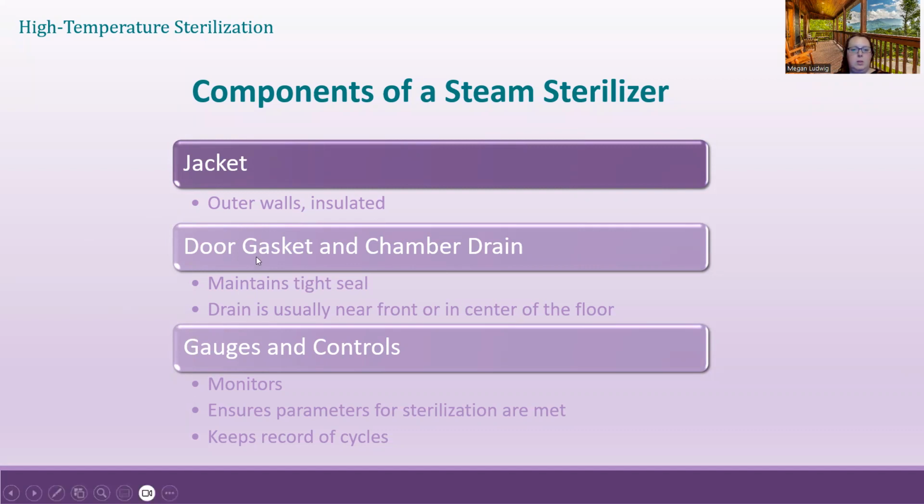And the drain, this is important, is usually near the front or center of the floor. So any steam or water would go down that drain. Gauges and controls, you obviously have to monitor what's happening inside. This is how you make sure the parameters for sterilization were met. Remember that temperature will be on there, pressure is going to be listed, and a time, okay?